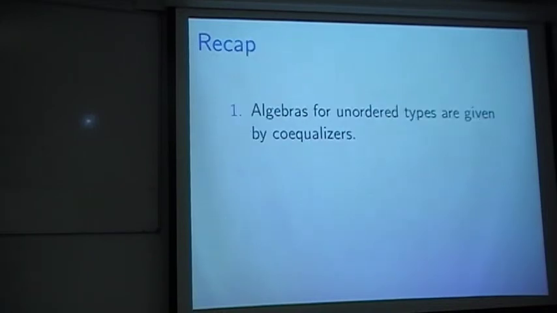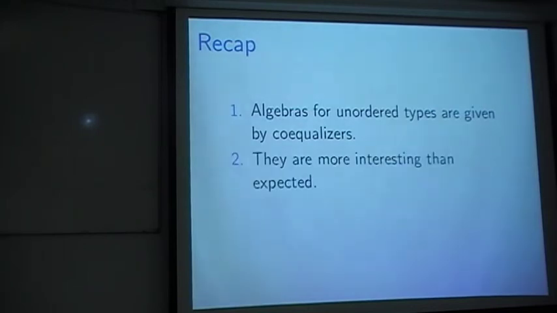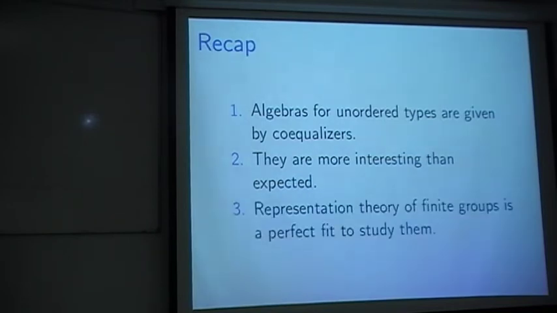Okay, so to recap, algebras for unordered types are given by the code classes. That's nothing new, but it's nice to say again. They are more interesting than expected. And with the representation theory of finite groups, it's really fun and easy to work out.